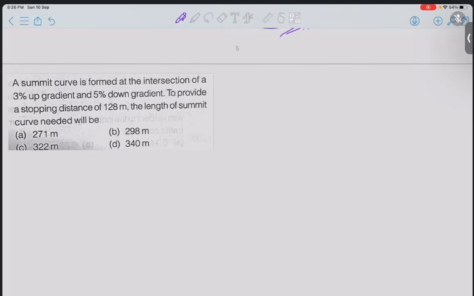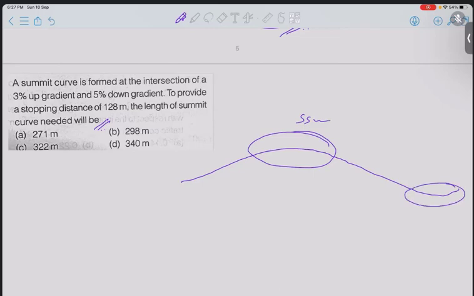A summit curve is formed at the intersection of a 3% up gradient and a 5% down gradient to provide a stopping distance of 128 meters. The length of the summit curve needs to be how much? Okay, so what is a summit curve? When we go on the road, we get some uphill road section and downhill road section. So this uphill road section is the summit curve, and this downhill road section is the valley curve. They have their different formulas for design.